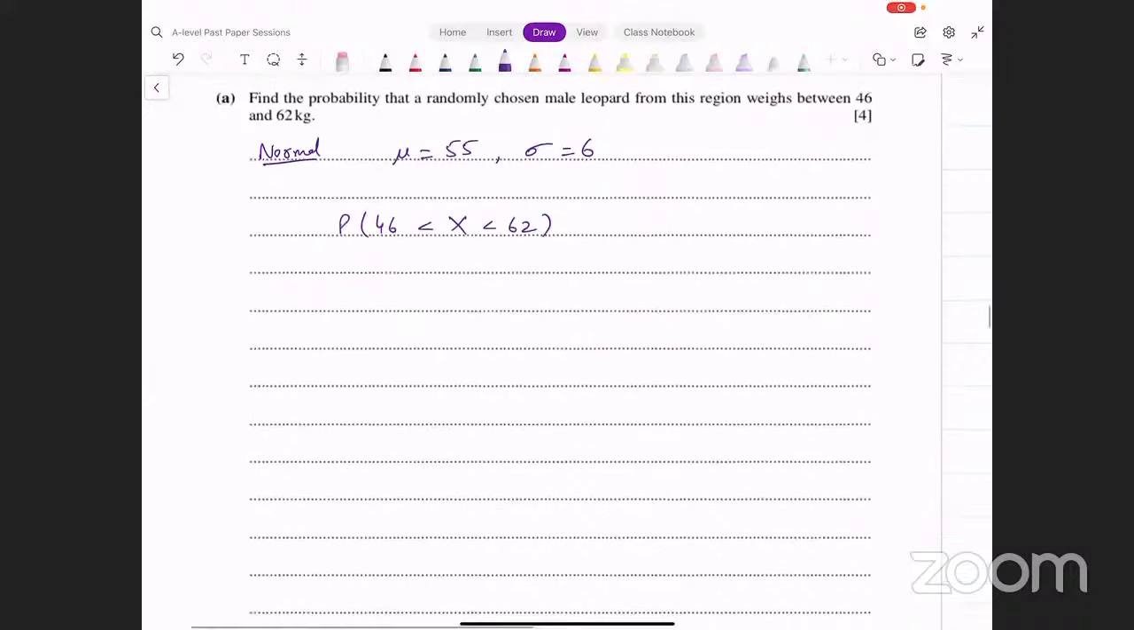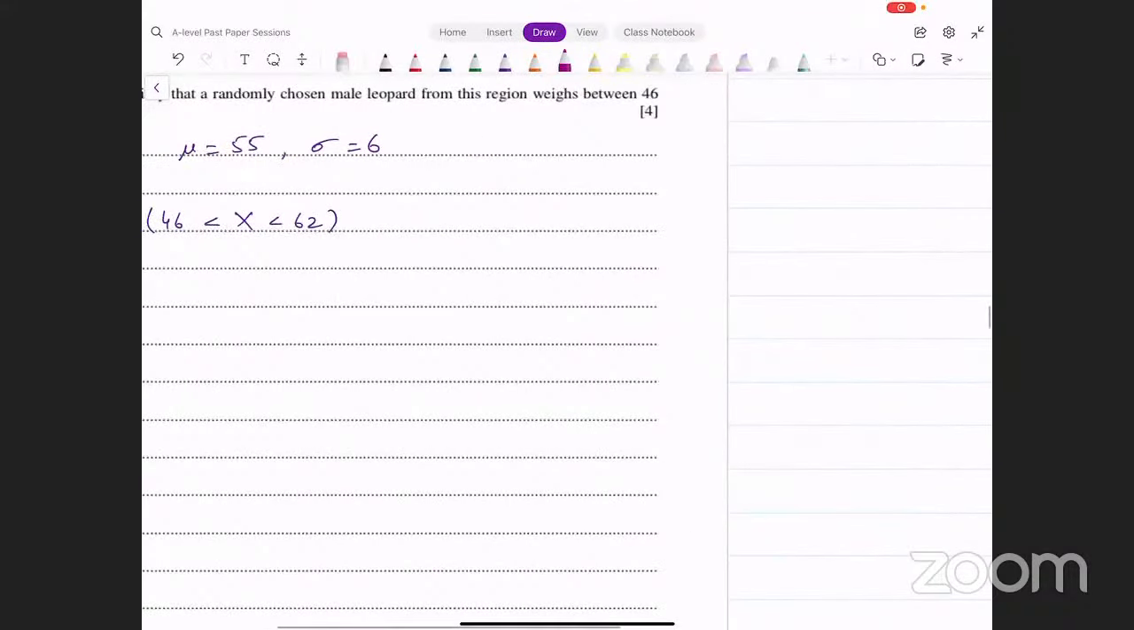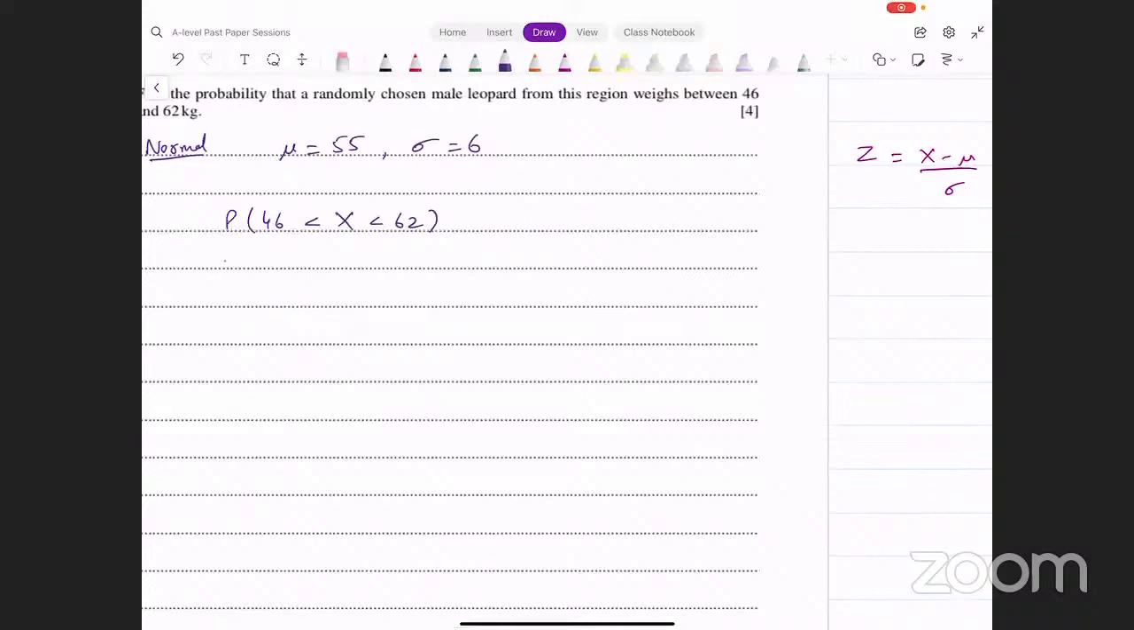ठीक है? Now let's think about this. सबसे पहले काम क्या करते हैं? इसको Z में convert कर लेते हैं. Z और X में relationship क्या होता था? Z equals X minus mu over sigma. Let's use that formula here. X की जगह पे Z कर लें.